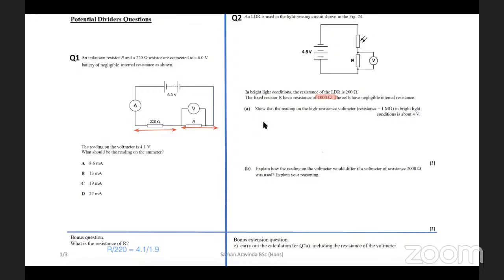So first one, if I just read it out for a second: the LDR is used in the light sensing circuit shown in the following figure. In bright light conditions, the resistance of the LDR is 200 ohms. The fixed resistor R has a resistance of 1000 ohms. The cells have negligible internal resistance. There you have to correct it as 1000. Show that the reading on the high resistance voltmeter, resistance of 1 mega ohm, in bright conditions is about 4 volts. Now there we don't really consider the voltmeter's resistance, because it is a high resistance voltmeter.